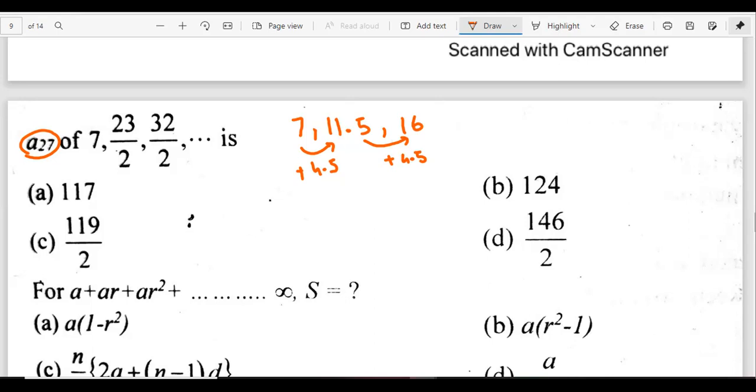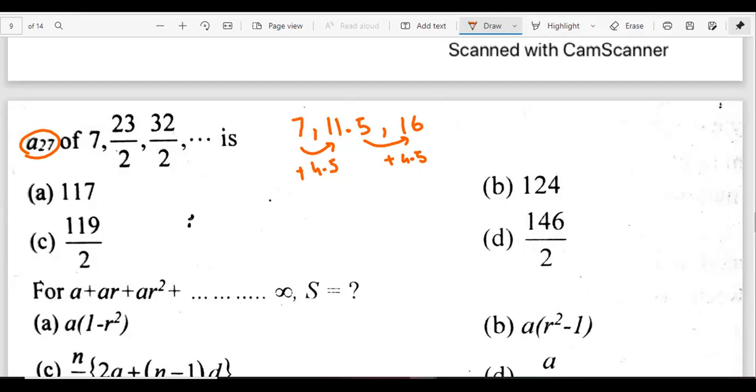Very good, Dua. Dua has done it correctly. Ahmed, what is your answer? And what about you, Mehdi? Are you guys done? Yes, it's 124, I guess. Very well done, excellent. Okay, it is 124.